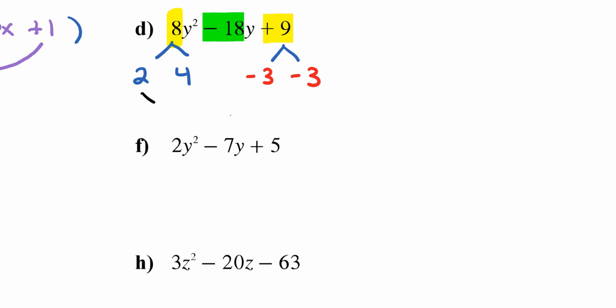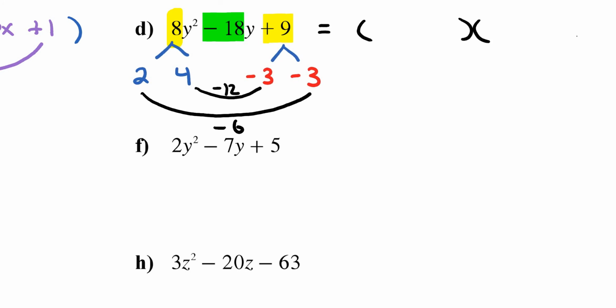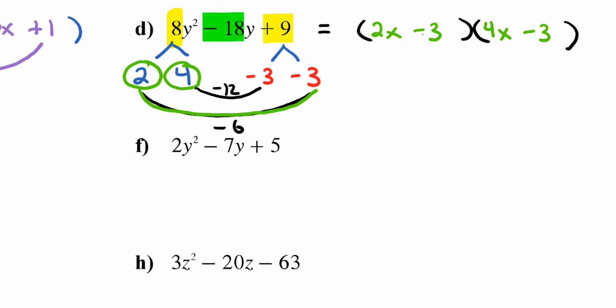Okay, so if I execute the smiley face technique, 2 times negative 3 is negative 6, and 4 times negative 3 is negative 12, and for sure negative 12 minus 6 gives me negative 18. So now I can jump to my 2 brackets. All right, and usually these first 2 numbers, which I'm circling in green, go to the front, 2x and 4x. And if I follow the 2, this 2 multiplies with this negative 3, so negative 3 and negative 3. So there's your final answer for that one.